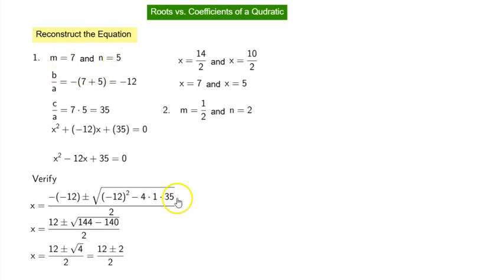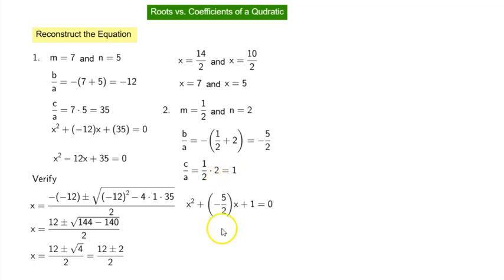Okay, now let's look at the next one. m is equal to 1 by 2 and n equal to 2. Again, b by a is equal to minus (m plus n). So half plus 2, which is 5 by 2, so b by a is minus 5 by 2. And c by a is equal to 1 by 2 times 2, which is equal to 1. So our equation becomes x square plus minus 5 by 2 x plus 1 is equal to 0.